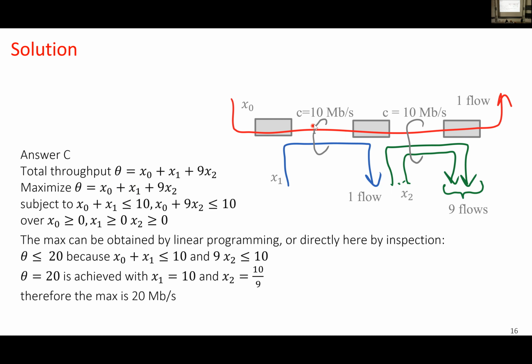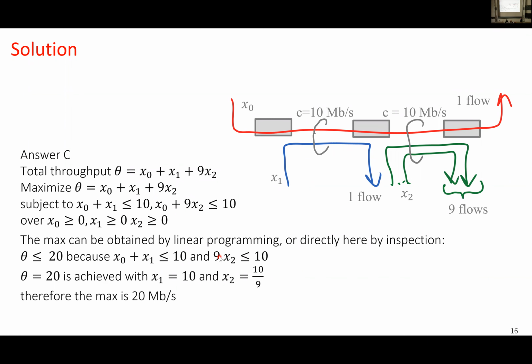I assume here a very simple modeling where I don't model the queuing. So I'm just saying the total admitted traffic should be less than or equal to the capacity of the link. In reality, we can never load a link at 100%, but let's ignore this detail. So that gives those 2 constraints, X0 plus X1 less than 10, X0 plus 9X2 less than 10. So that's a linear program. So you can use MATLAB linear program to solve this.